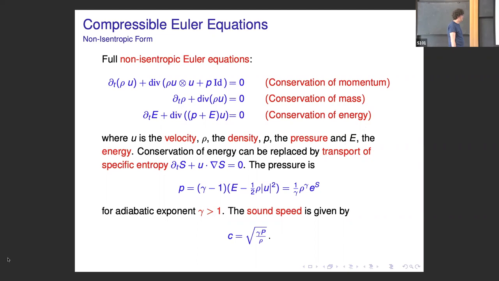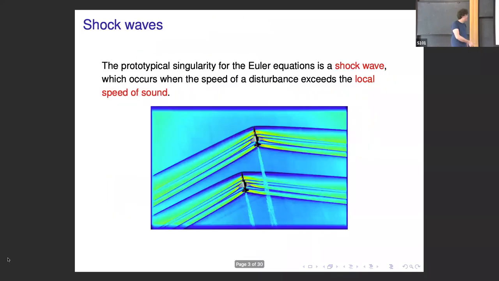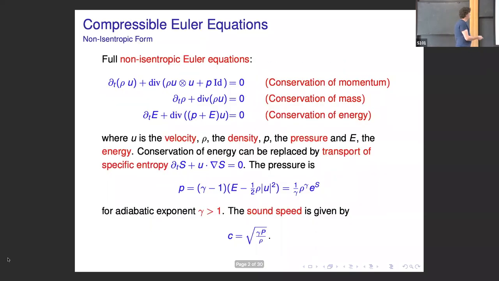in this way. Key to these equations is the sound speed, which determines the speed at which disturbances are propagated. Gamma is the adiabatic exponent. We're assuming an ideal pressure law, and it pops up here. That's an assumption on the pressure law. So we take gamma greater than one.